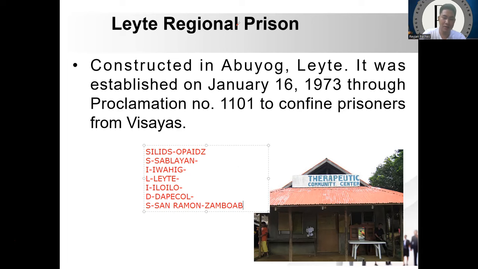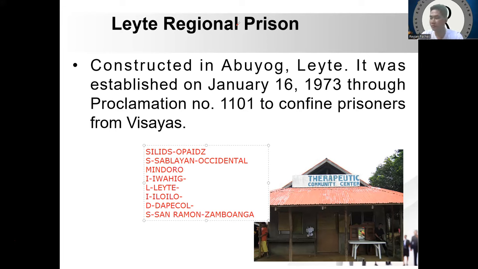Okay, how about naman class? Saan natin matatagpuan ngayon si Sablayan Penal Colony and Farm? Okay, so Occidental Mindoro. Good. How about naman saan natin matatagpuan si Iwahig? Please answer. Okay, very good. Sa Palawan. Puerto Princesa, Palawan. Okay, so how about si Leyte? Si Leyte naman. Saan natin matatagpuan si Leyte?